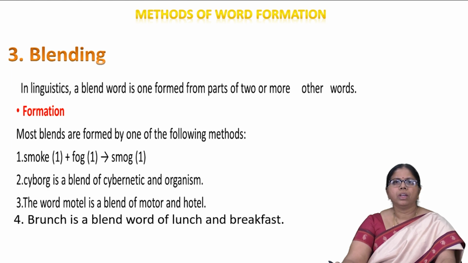And cyborg is a blend of cybernetic and organism. And the word motel, which is mainly used now; we usually find these motels on the highways. So what is this motel? Motel is also a blend word which has formed from motor and hotel. Okay, so these are blend words. And a common word, brunch, is a blend of lunch and breakfast. The small meal which we take at 11 o'clock, we call it a brunch.